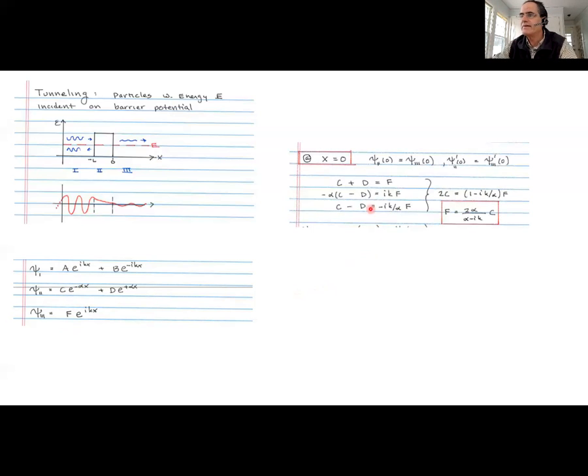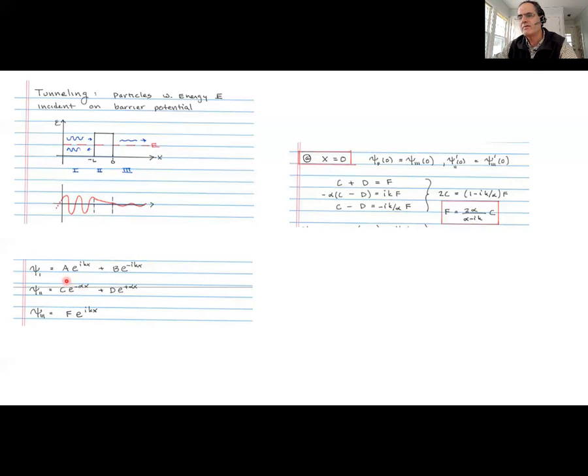Looking first at x equals 0, let's see what we have. So the boundary condition there says that the solution in region 2 for x equals 0 must equal the solution in region 3 for x equals 0. And looking at these 2 equations, you can see that when x is 0, the exponential terms are all 1. And so we have C plus D equals F. Okay, our first relationship. The second requirement is that the first derivative of the wave function be continuous at x equals 0.